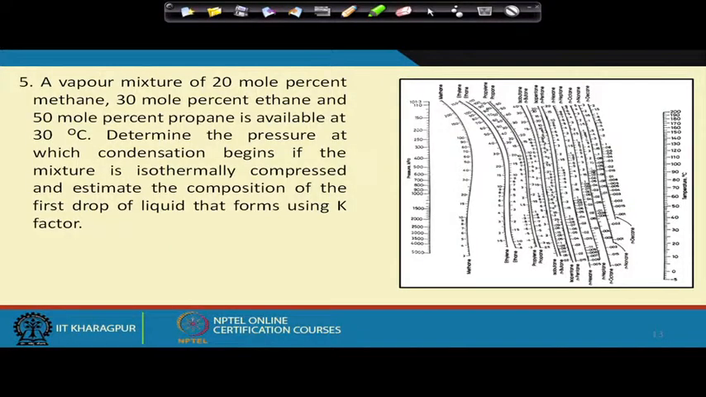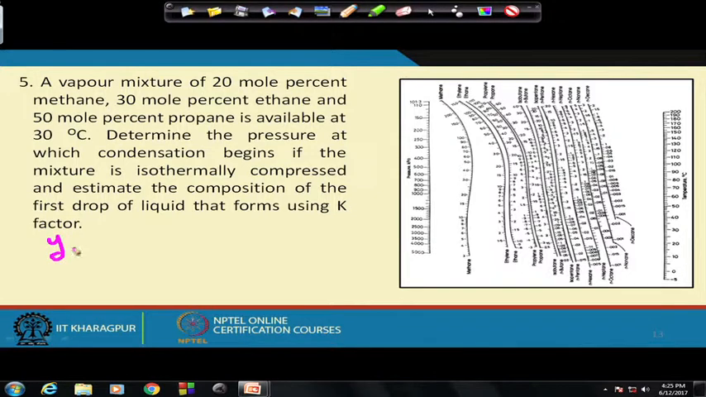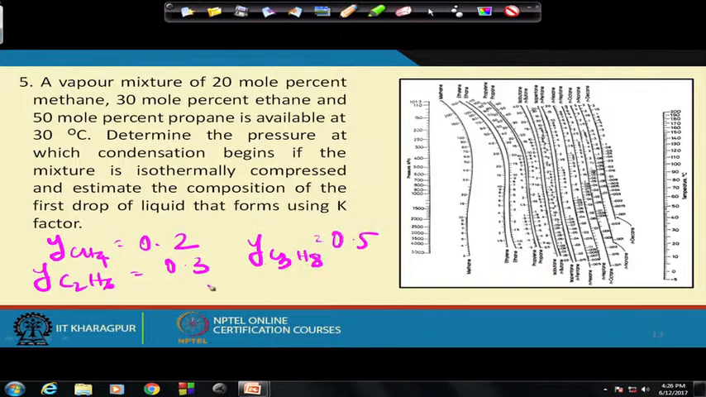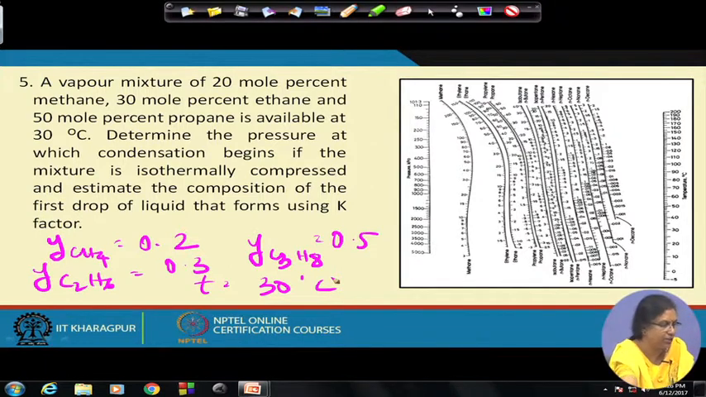First problem is a vapor mixture. Here it is written that this particular vapor mixture has Y methane 0.2, Y ethane 0.3, Y propane 0.5, and T is given as 30 degrees centigrade. You are supposed to determine the pressure at which condensation begins.